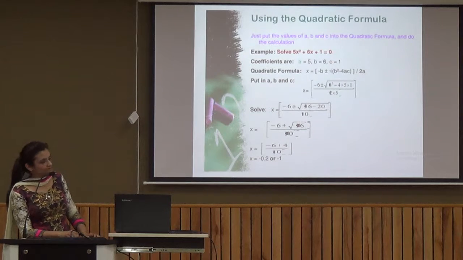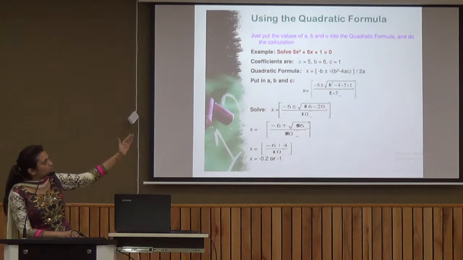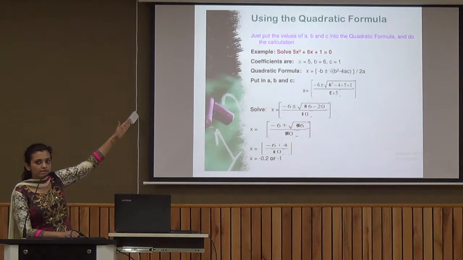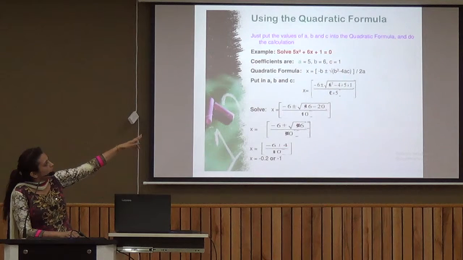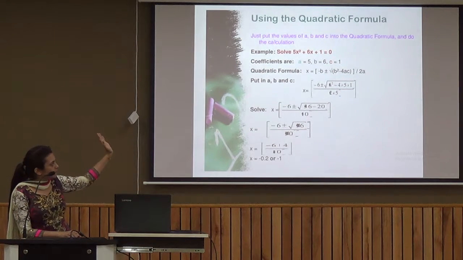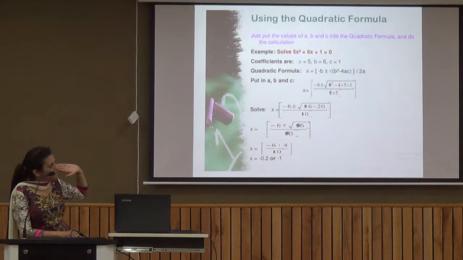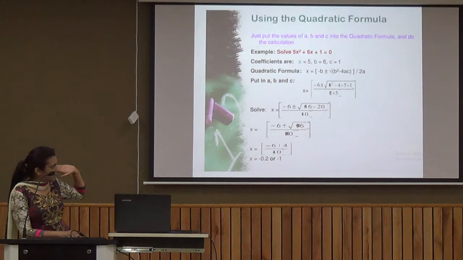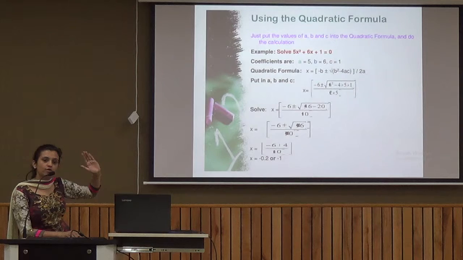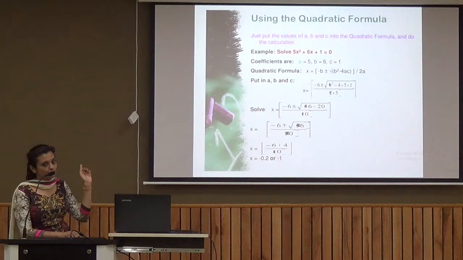What is B? 6. So minus 6, plus minus root b square, 6 square, minus 4 times a. What is a? 5. What is c? 1. So 4 into 5 into 1 upon 2a, which is 2 into 5. Now once we solve, we get x is equal to minus 6 plus minus root of 6 square, which is 36, minus 4 into 5, which is 20, upon 10. 36 minus 20 is 16. And the square root of 16 is going to be? No, it's not just 4. It is plus minus 4.